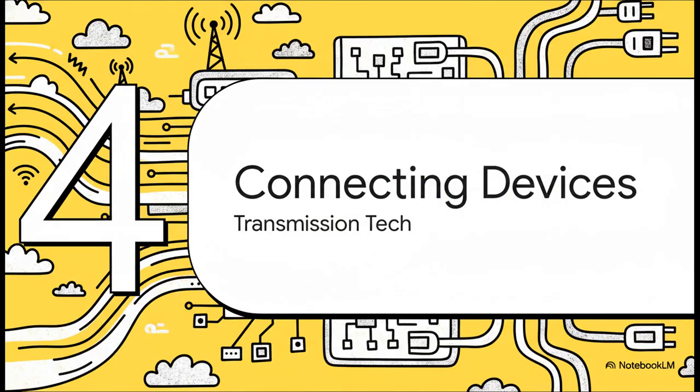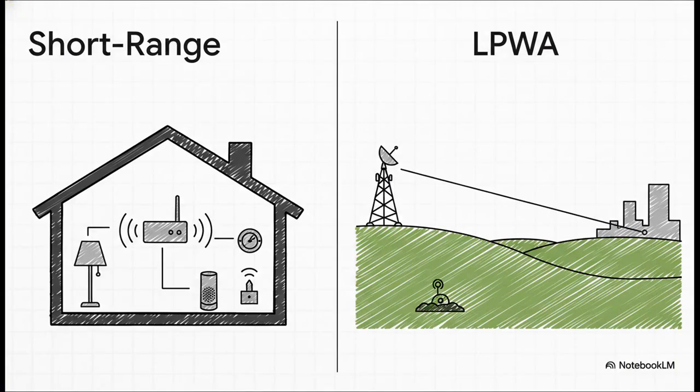Okay, so we have the layout and we have the language. But how does the data physically get from point A to point B? I mean, what technology is literally carrying the signal through the air? Let's dive into that. So, wireless tech for IoT pretty much comes in two main flavors. First, you've got the short-range stuff you're probably already familiar with, like Wi-Fi and Zigbee, perfect for a smart home.